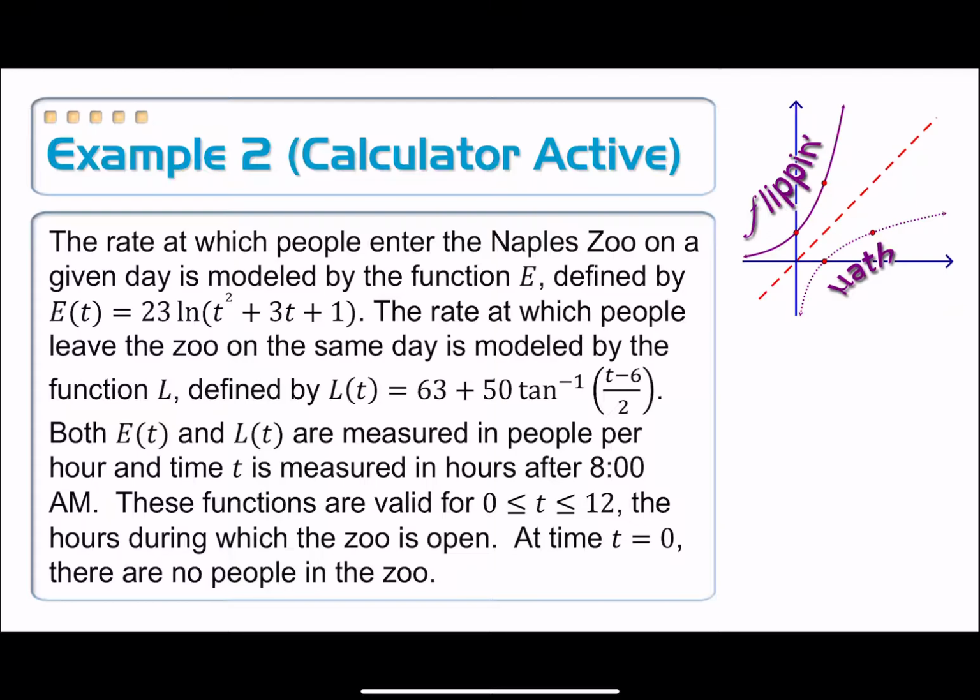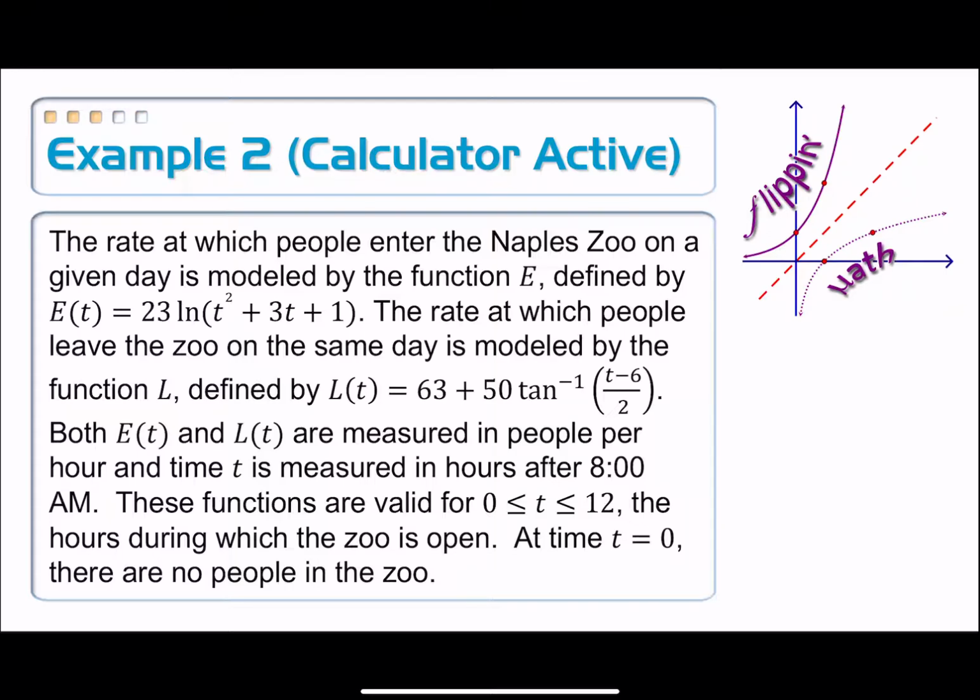The rate at which people enter the Naples Zoo on a given day is modeled by the function E, defined by, and then we have this natural log function here. The rate at which people leave the zoo on the same day is modeled by the function L, defined by, and then we have what looks like an arctangent function. Both E of t and L of t are measured in people per hour, and time t is measured in hours after 8 a.m. These functions are valid between 0 and 12, the hours during which the zoo is open.